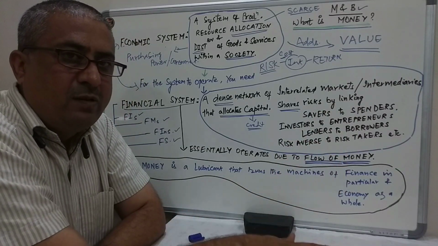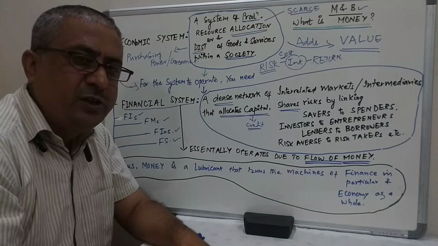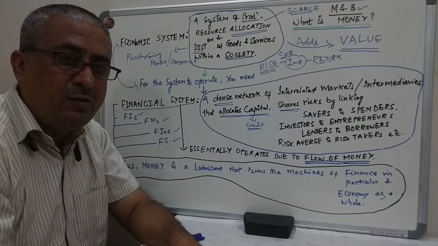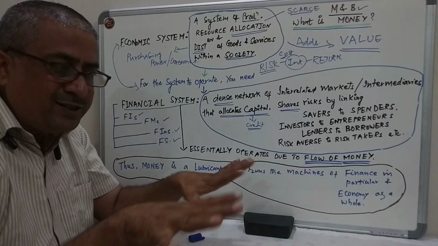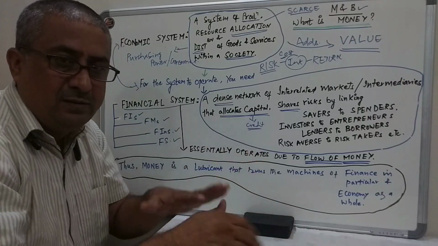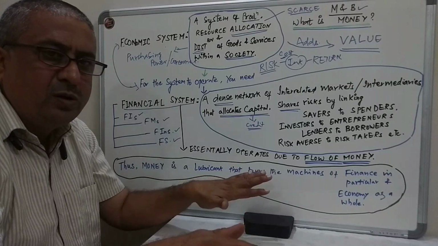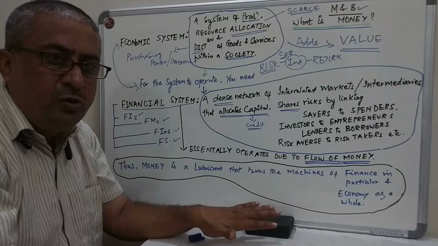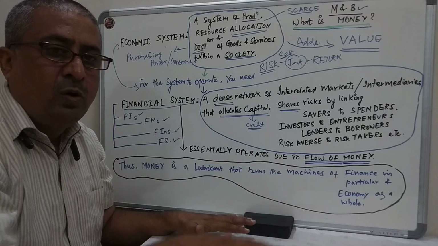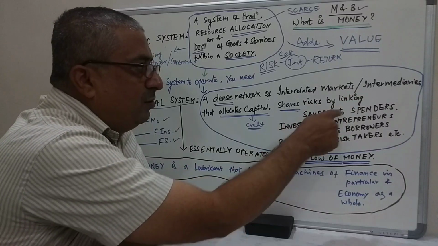It shares risk. It is not the only financial institution, or bank, that is taking risk. What does it do? It spreads. You might have heard this word in investment management. Spread. What is that? You distribute the risk. You spread the risk. Amongst whom? By linking savers to spenders.